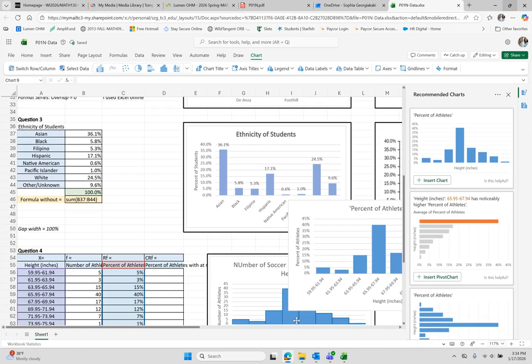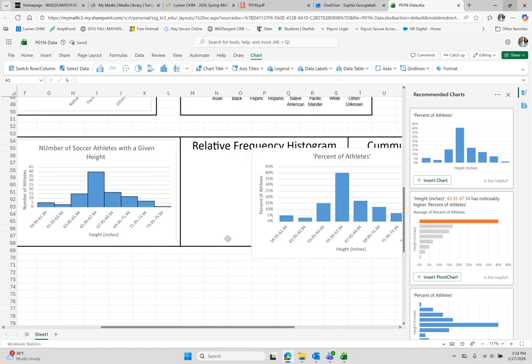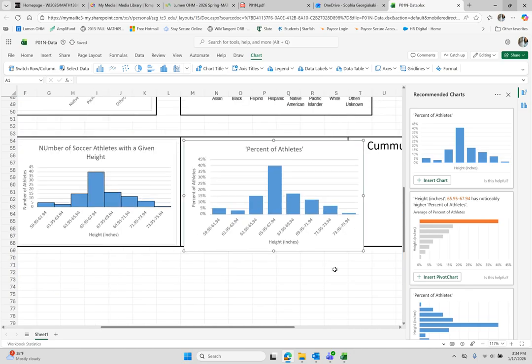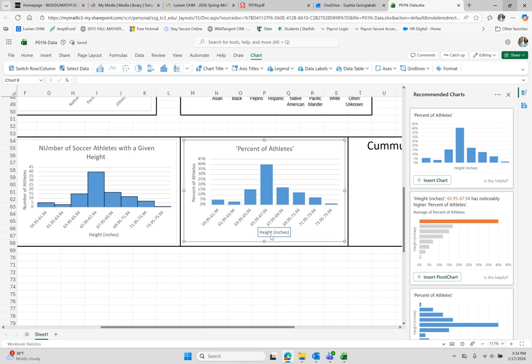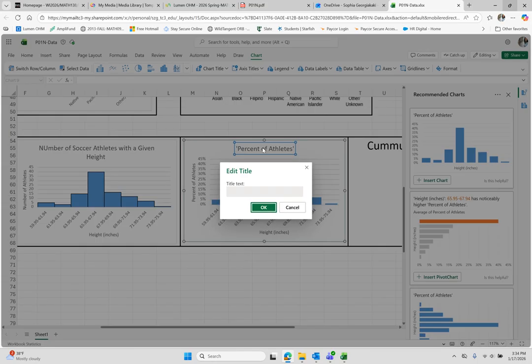And I'm going to move it in the desired location. And I'm going to resize it. It automatically gave me axis labels. I want to change this title. I want to double click on it. Let's say I wanted to say percent of soccer athletes with a given height.